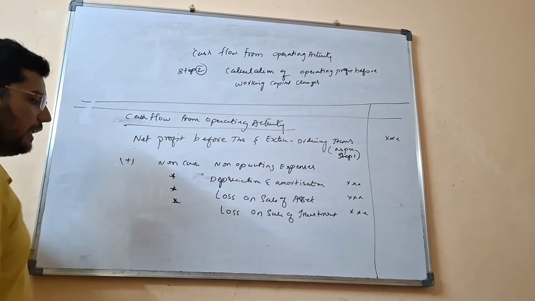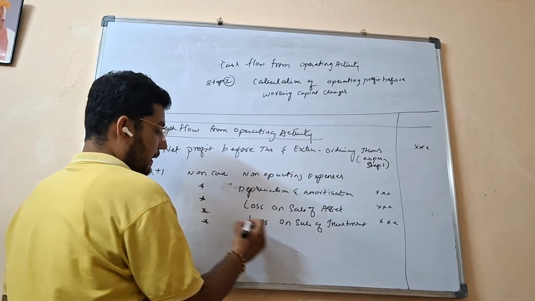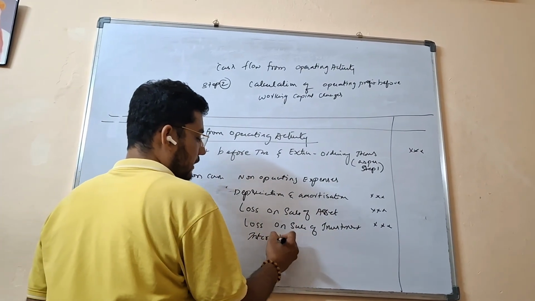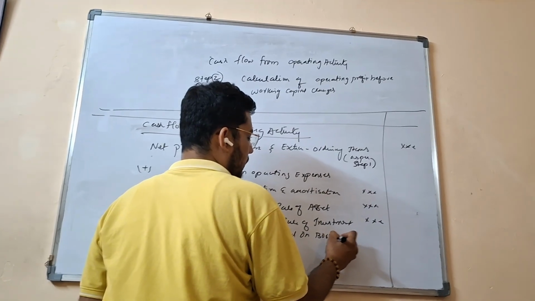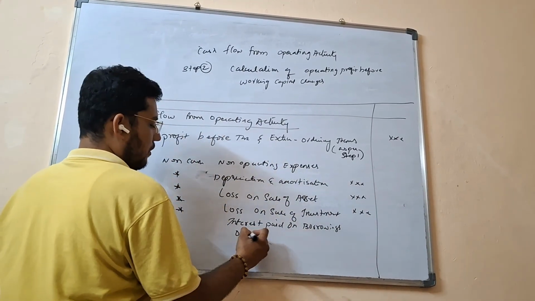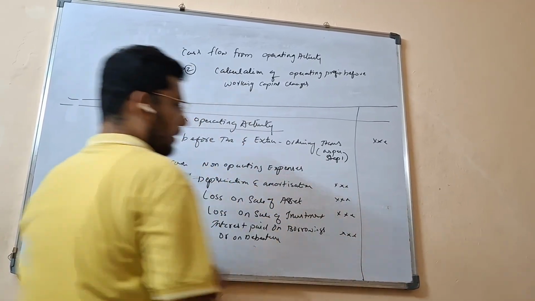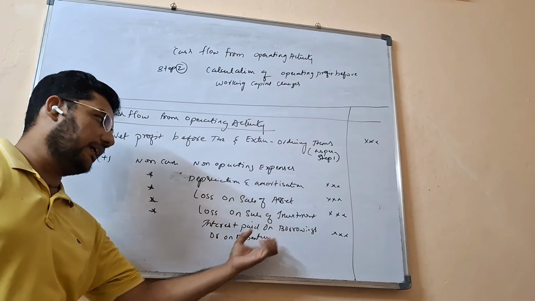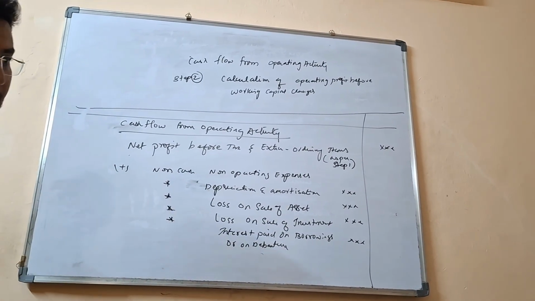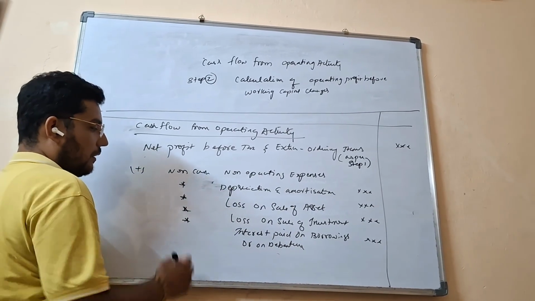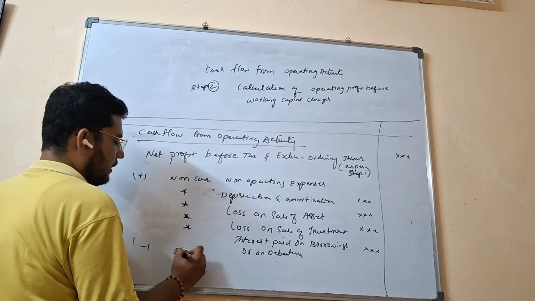Next, we are going to add your interest paid. Now interest is paid on borrowings or on debentures. Of course, just like your proposed dividend, this interest paid on borrowings and on debentures will again go to financing activity.